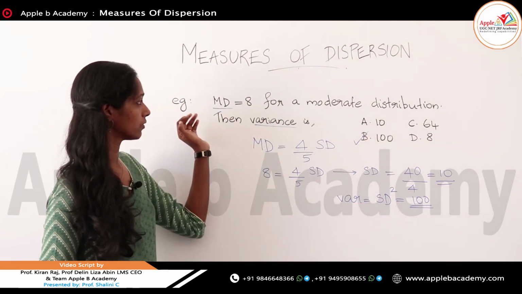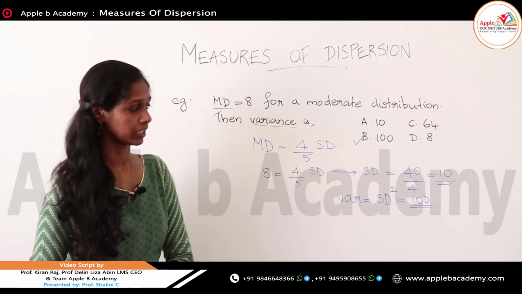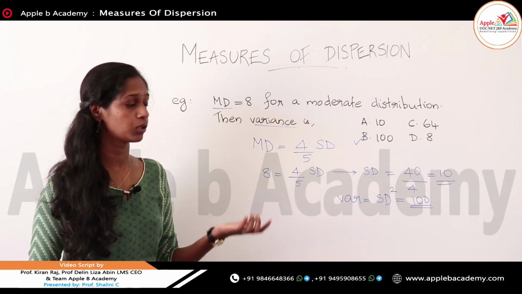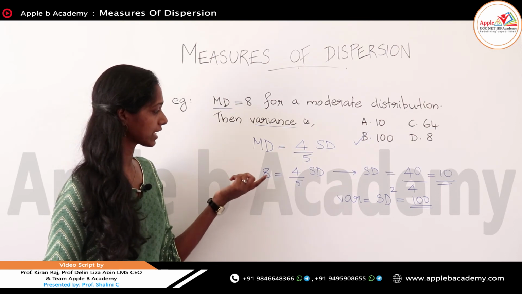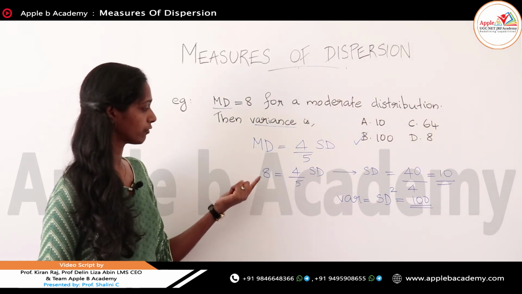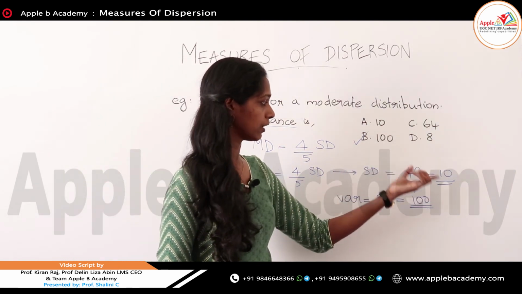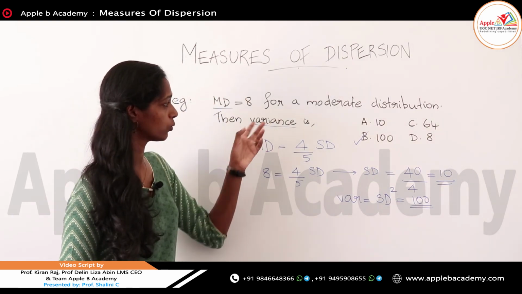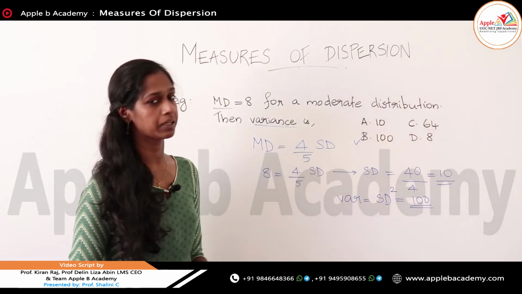In this question we are given mean deviation equal to 8, and asked the value of variance. The relation between mean deviation and standard deviation is mean deviation equal to 4 by 5 standard deviation. Substituting the value of mean deviation as 8, we get 8 equal to 4 by 5 standard deviation. So standard deviation is equal to 8 into 5 by 4. 8 into 5 is 40, divided by 4 we have 10. Even though there is option 10 in the given codes, it is not the answer because they have asked for the variance. So we have to take the square of the standard deviation, which is 10 square, which is 100. So option B is the answer.